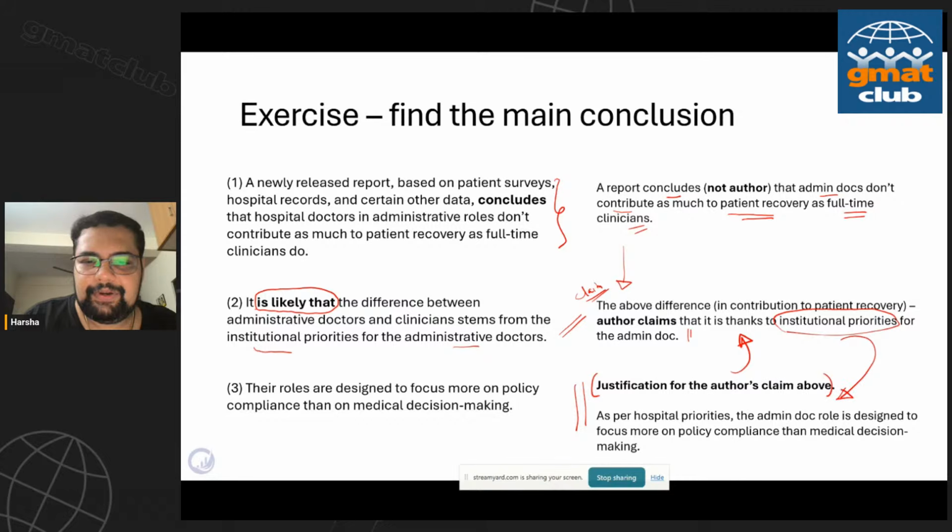Because we are dealing with hospitals, so when you say hospital priority, that's the institutional priority. So as per the hospital or institutional priorities, the admin doctor's role is kind of designed to focus on policy and compliance and all those things rather than actual medical stuff. So because they're buried in policy compliance rather than medical decision making, maybe that's why they're not able to give enough time to patient recovery. You can see that it provides support to this idea that institutional priority is the culprit.